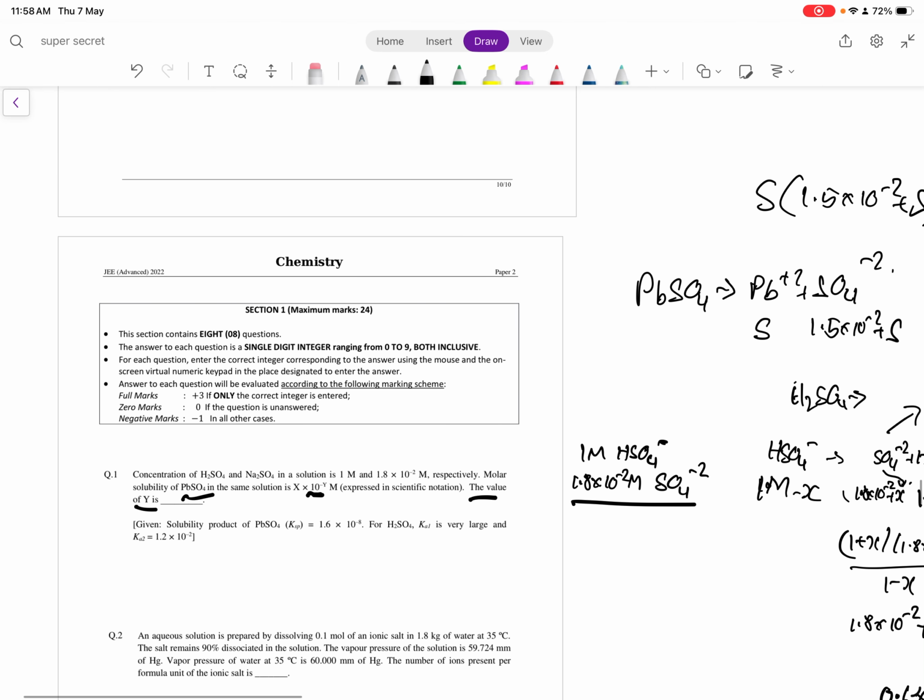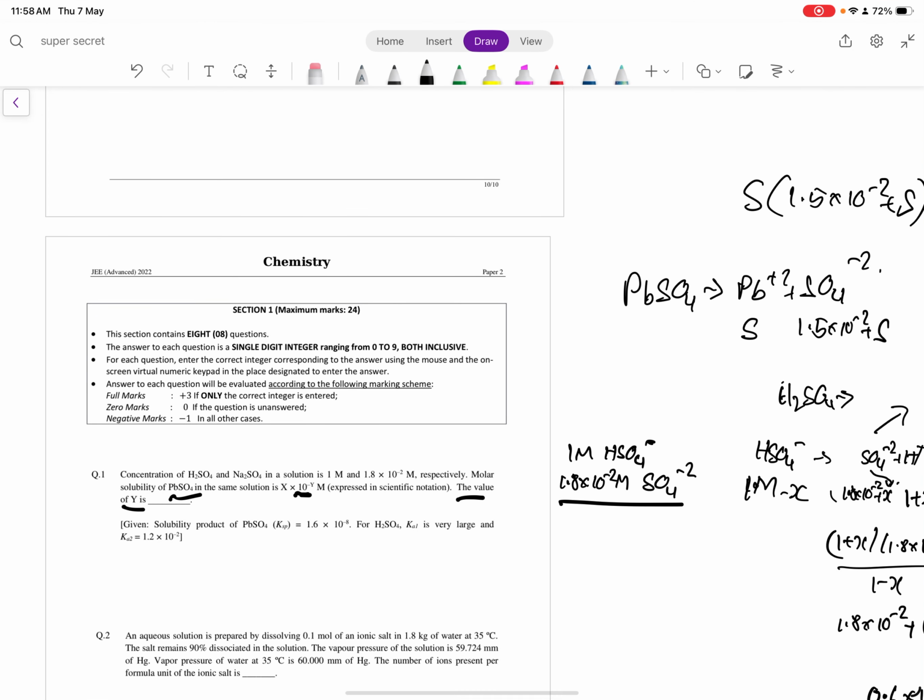So I would assume that the answer is 6. See, again, this might be very wrong. I still have no idea how to solve this. But honestly, the 2022 paper was kind of like that. We should probably look at the solutions of this paper together as well.